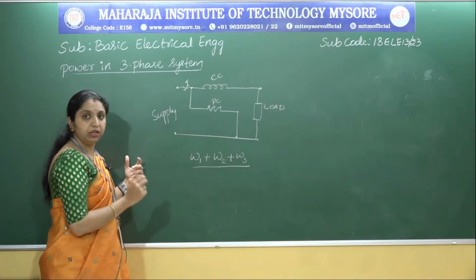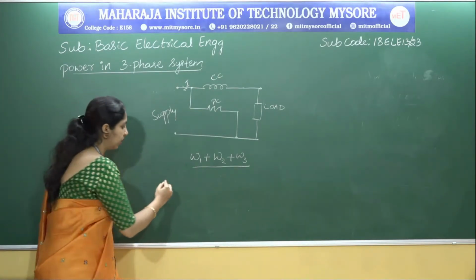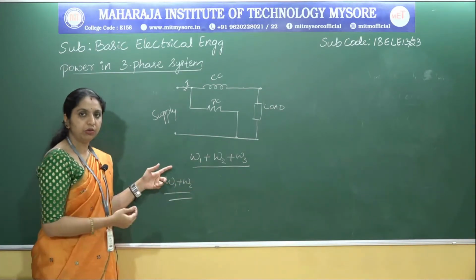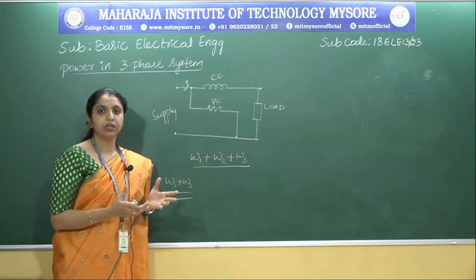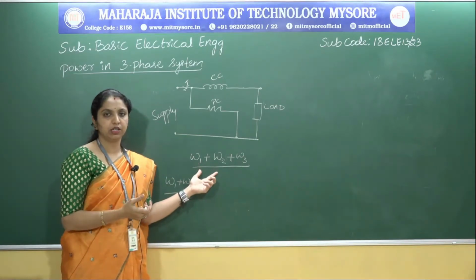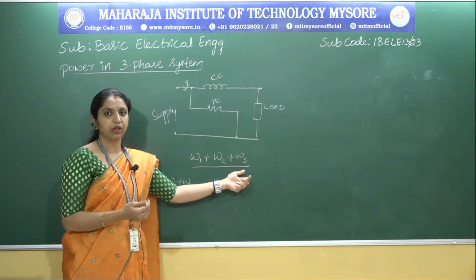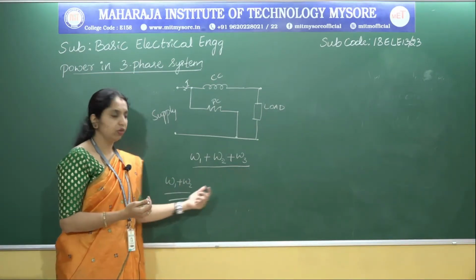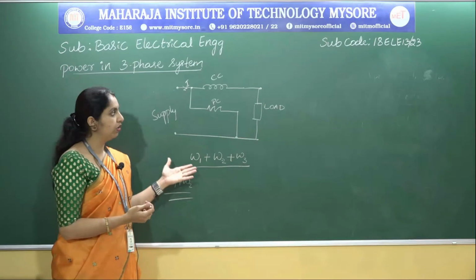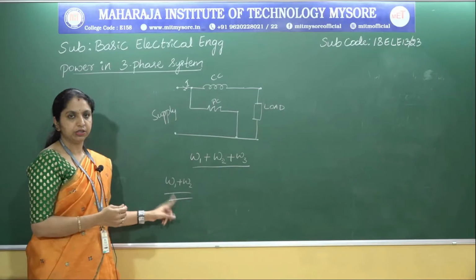Similarly, to measure the power for three-phase circuits, only 2 wattmeters are enough. Remember, what I am trying to explain here is that whenever we find the power using three individual phases, we should have 3 wattmeters, W1 plus W2 plus W3. But to measure the power for a three-phase circuit, only 2 wattmeters are enough. So now we are going to demonstrate. We are going to calculate the power using only 2 wattmeters.